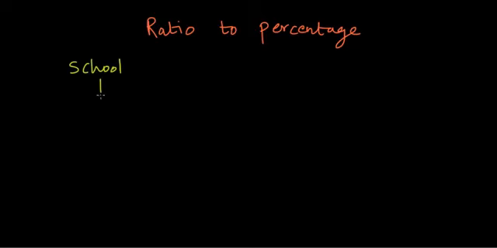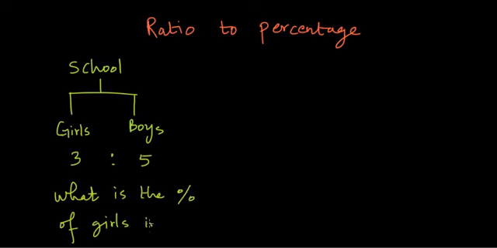One interesting variation to percentage problems is ratios to percentage problems. And in such problems, usually we find problems like these. So let's say there is a school, and the problem goes like this. The ratio of girls to boys is 3:5. And then they ask what is the percentage of girls in the school.